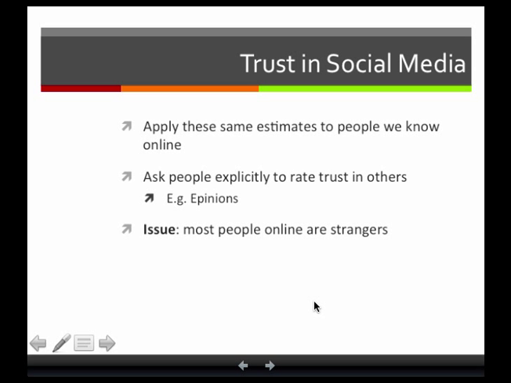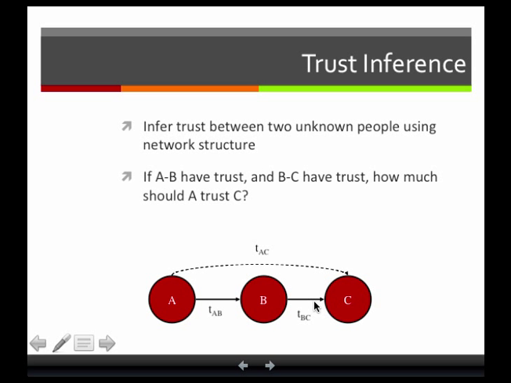But the issue is that most people online are strangers. So even if I rate how much I trust 500 people, there's millions of people who are online who have either written reviews or given other information that I want to know how trustworthy it is, and I don't know them explicitly. So we need to find some way to leverage information that people have shared about the trustworthiness of others to infer how much one person might trust a stranger. This is a process called trust inference.